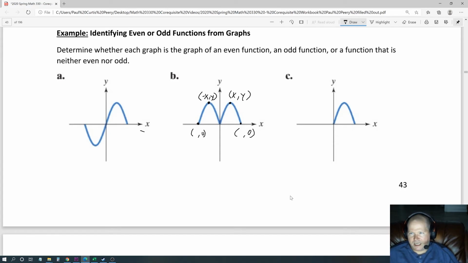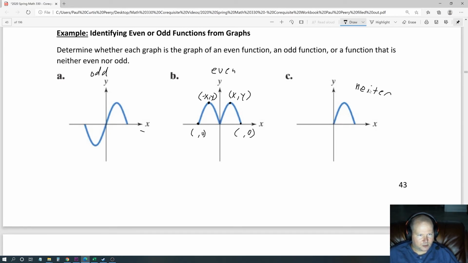Now this one, it doesn't look like it has any symmetry at all. So this is no symmetry. Determine whether each graph is a graph of an even function, an odd function, or a function that is neither even nor odd. So I guess I could write neither. We'll just leave it as neither. And this one right here is even, and if you guess this one is odd, you are probably correct.